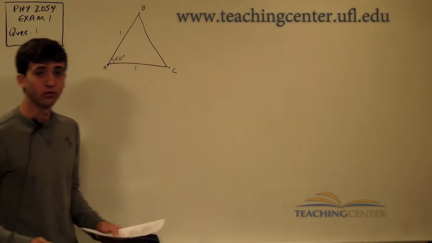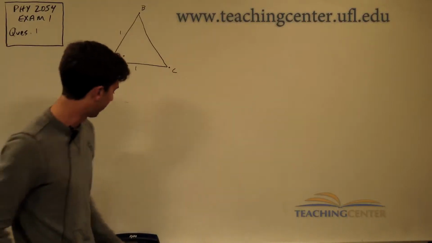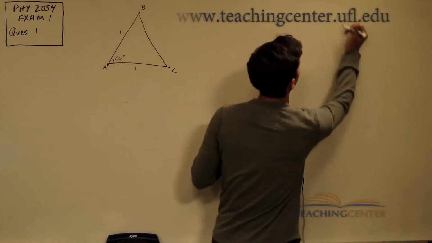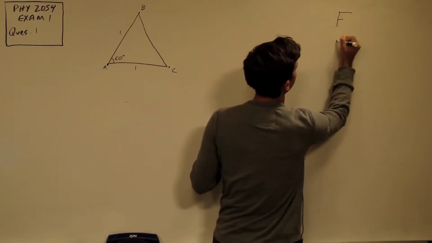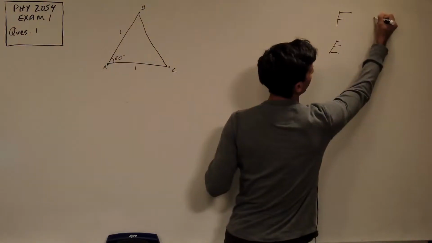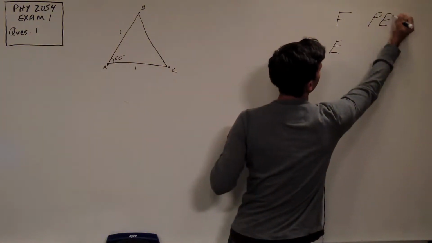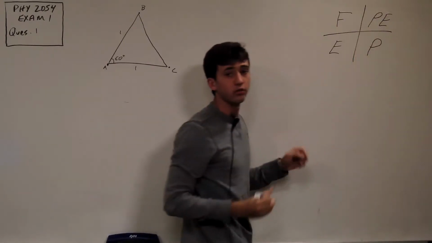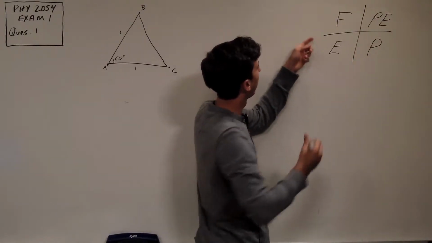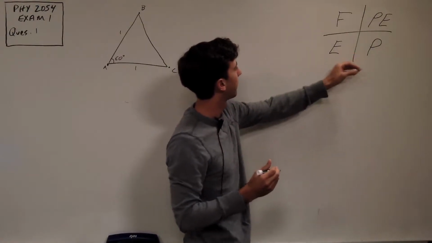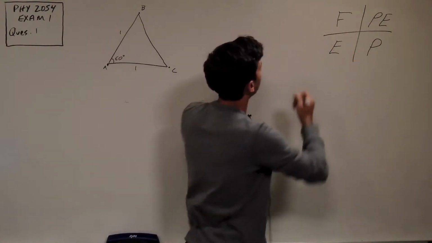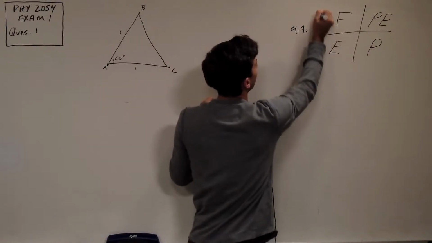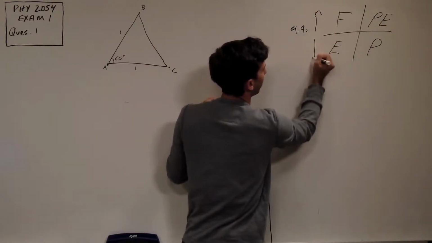Before you start this question, or the exam in general, you should write down a table that I find very useful. It relates the force, the electric field, the potential energy, and the potential. So you can write this chart. Now, if you write it this way, then everything on top has a dependence on Q1, Q2, and everything on the bottom has just Q1.